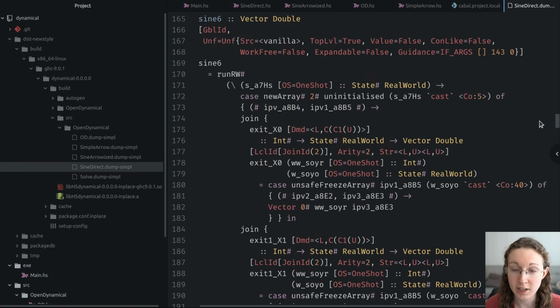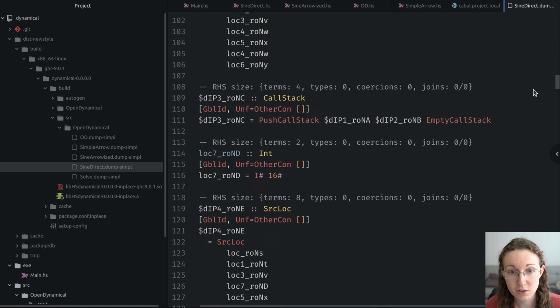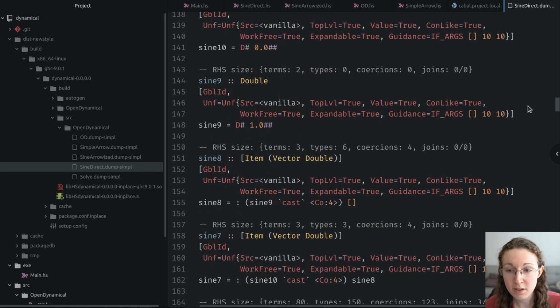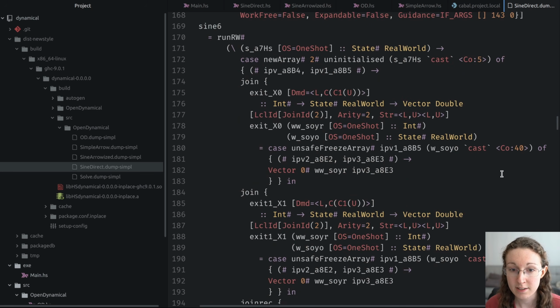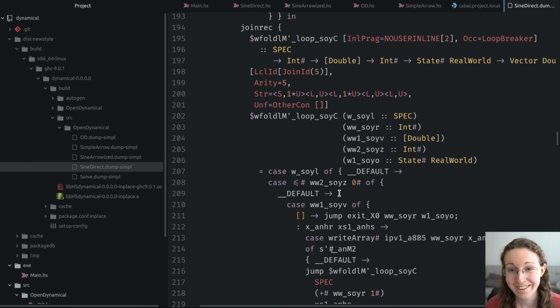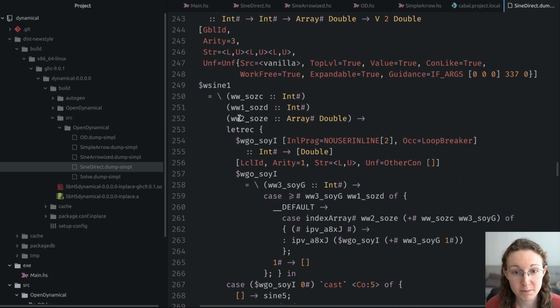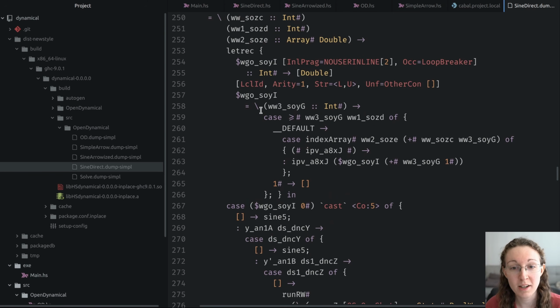So now we can actually take a look at the core itself and familiarize ourselves with what's going on here. One of the things that's really nice about core as a Haskell programmer is that it looks a lot like Haskell. Of course, the variable names are randomly generated internal names, so those aren't super obvious, but once you get past the fact that things are named things like WW1_SOZZD, it actually looks quite a lot like Haskell.